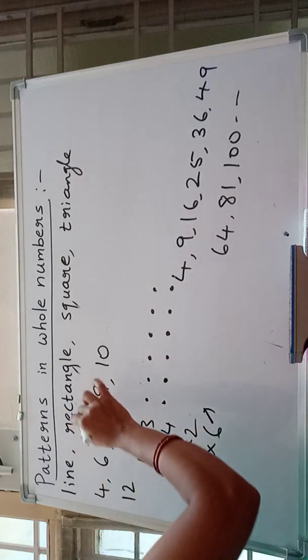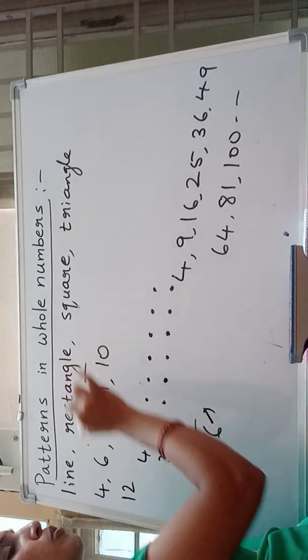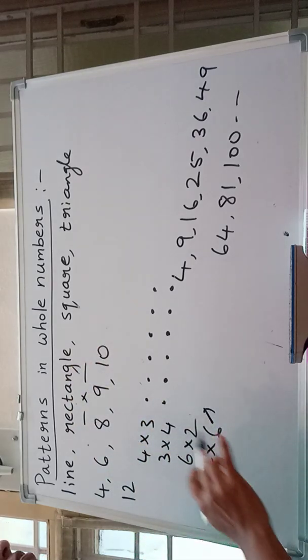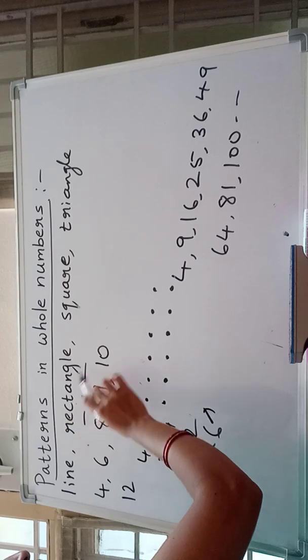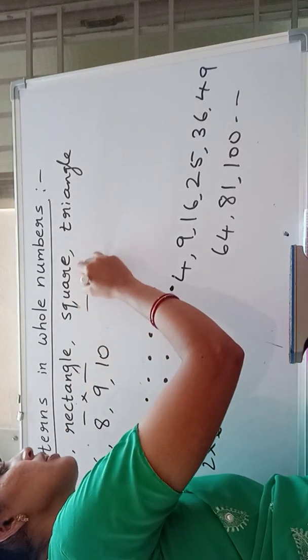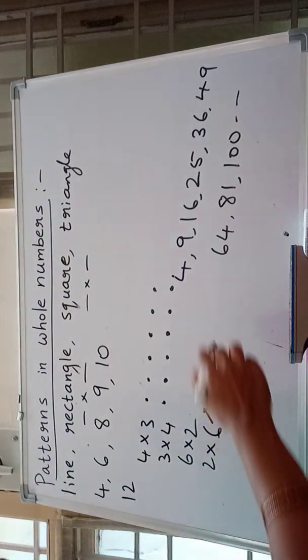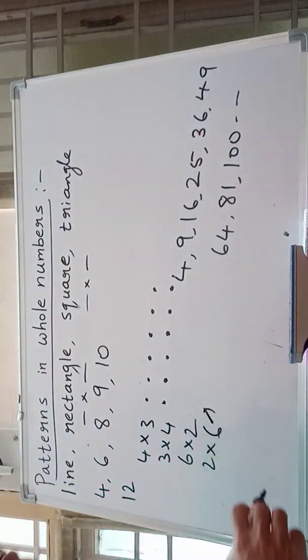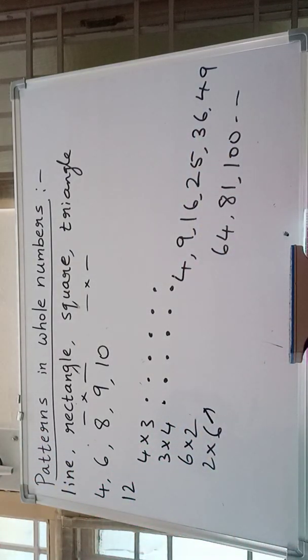Now if we can write the number as a product of two numbers except 1, without using 1, then a rectangular shape is possible. If we can write it as a product of two same numbers, then a square shape is possible.